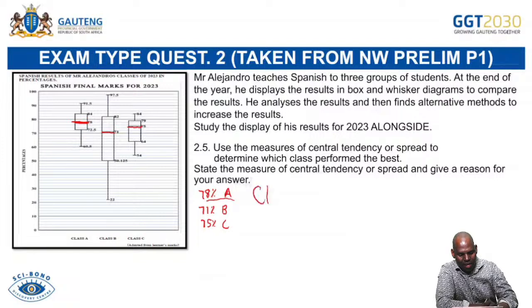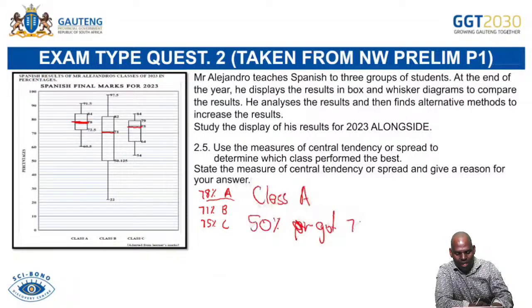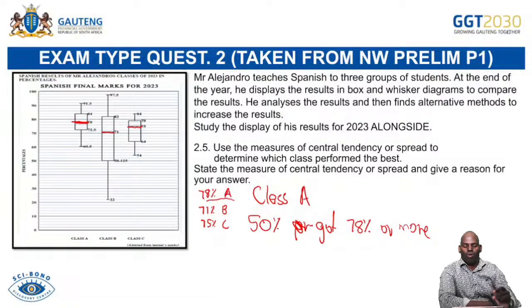So it's class A because 50% got 78% or more. They got 78% or more compared to the other classes. Okay, so that is what we can use to justify that class A actually performed better than class B.